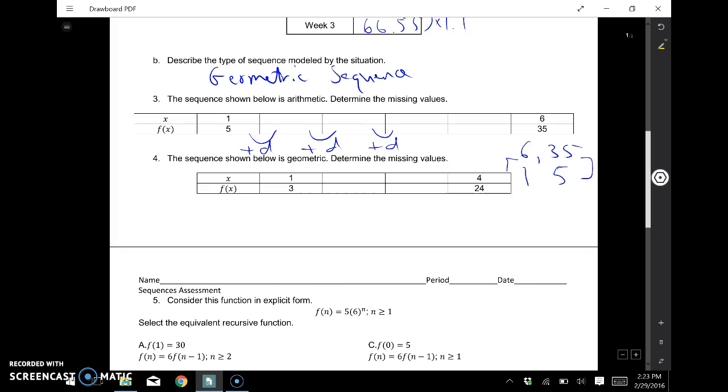I'm going to go ahead and find the rate of change between the two. So 6 to 1 is minus 5. 35 to 5 is minus 30. So my slope here, my change is negative 30 over negative 5, which would then be 6. So every step of the way, I'm increasing by 6. So 5 plus 6, my common difference is plus 6. So 11, 17, 23, 29.